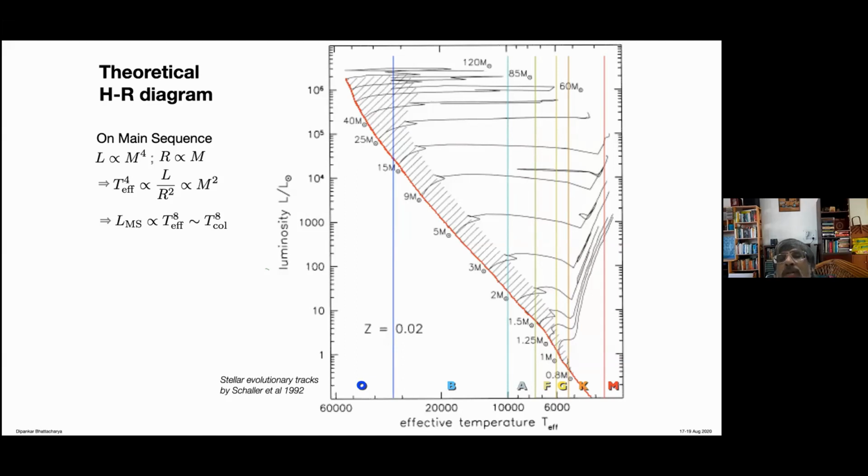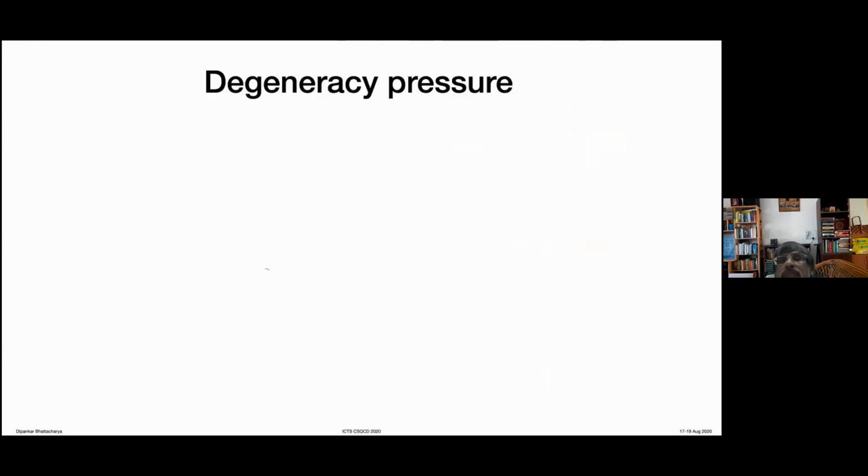We talked about hydrogen burning, but as the hydrogen burning completes, at some point it is possible for the star to then contract further and ignite the next level of nuclear fusion like helium, and then so on and so forth. We will come to that as we proceed a little bit further.